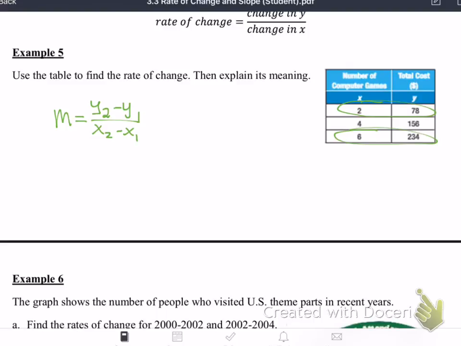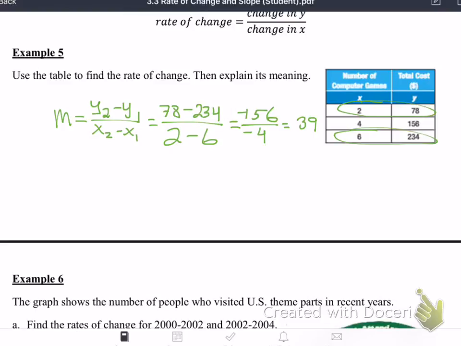So I'm just going to have 78 minus 234 over, since I started with 78, I have to start with the 2, minus 6, and calculate that. I believe I get negative 156 over negative 4, and you have to simplify that to get 39.